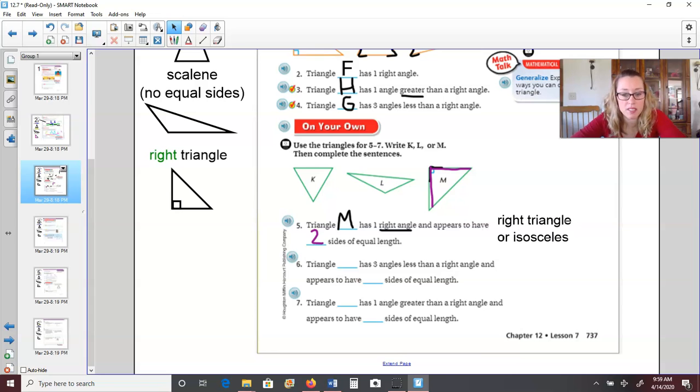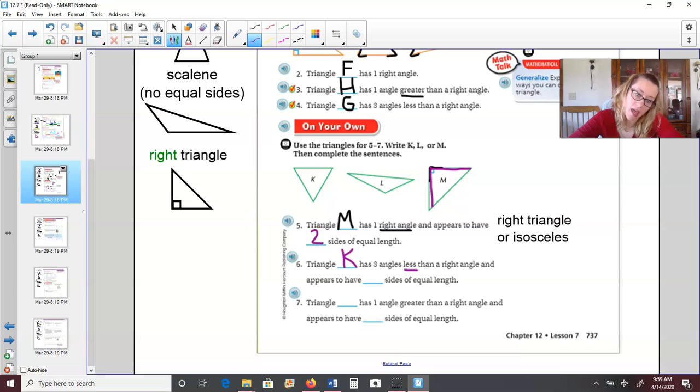Okay, number 6, which triangle has 3 angles less than a right angle? 3 angles less than a right angle. So all 3 need to be pinching in. And I see triangle K has all acute angles. And how many sides of triangle K appear to be the same?